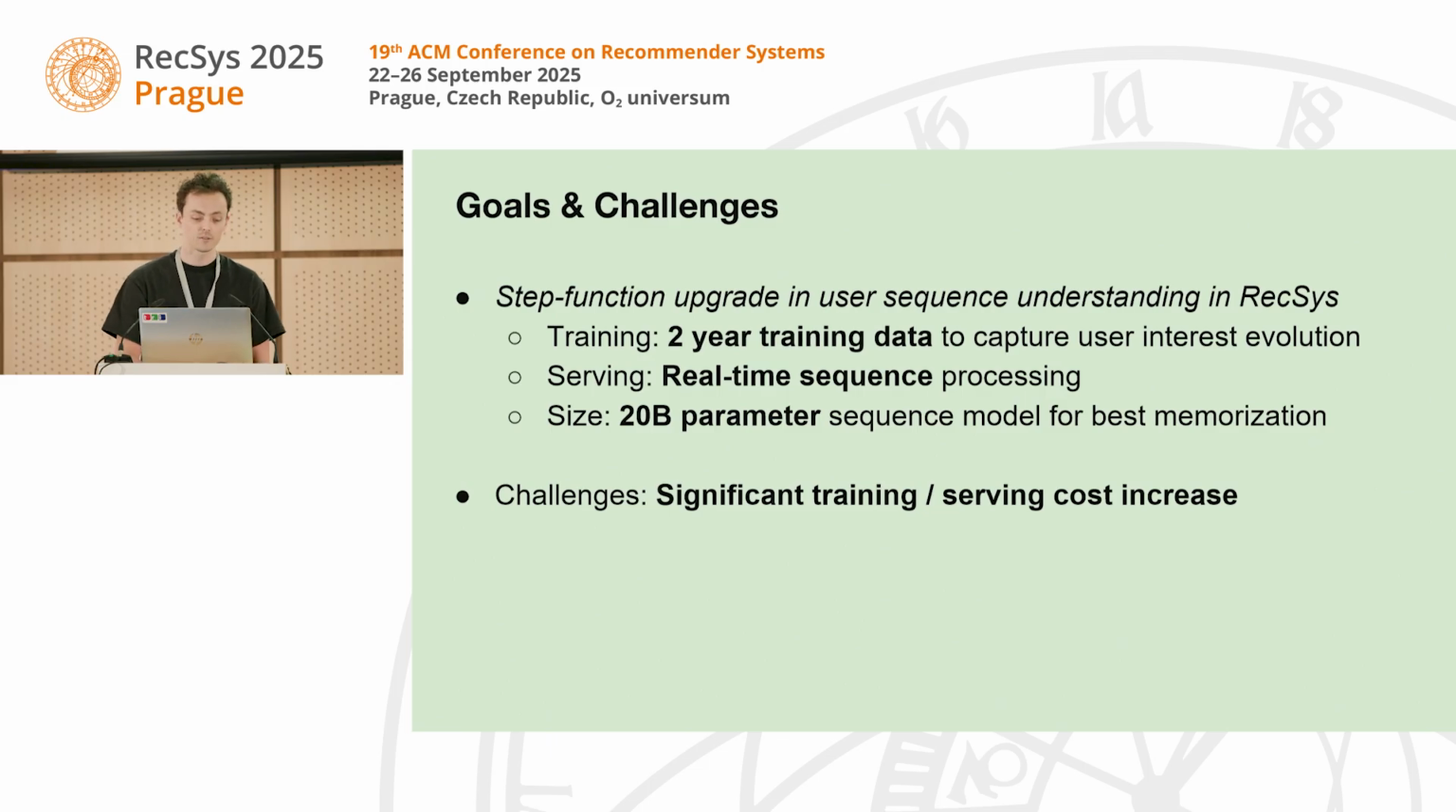So the goal here would be to achieve a step function upgrade in user sequence understanding, where we're able to train with 2 years of user sequence training data. We're able to serve with real-time sequences and real-time sequence processing. We have a 20 billion size parameter model. And the goal is to avoid significant training and serving cost increase given real-world industry constraints.